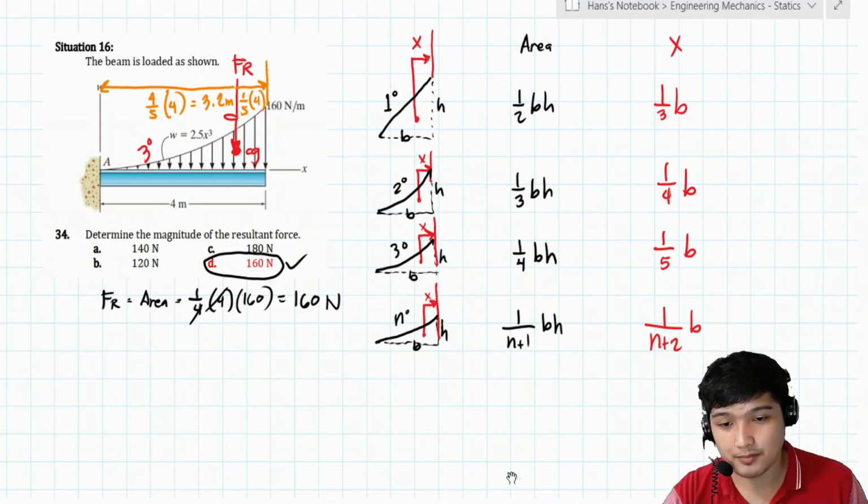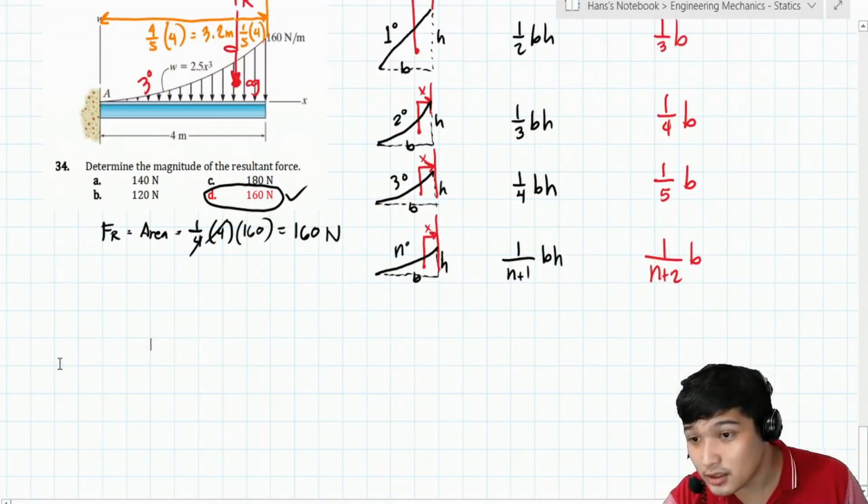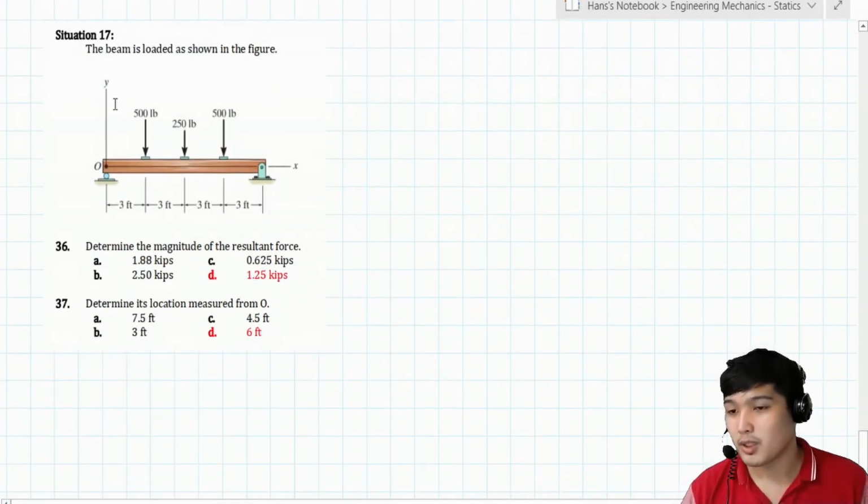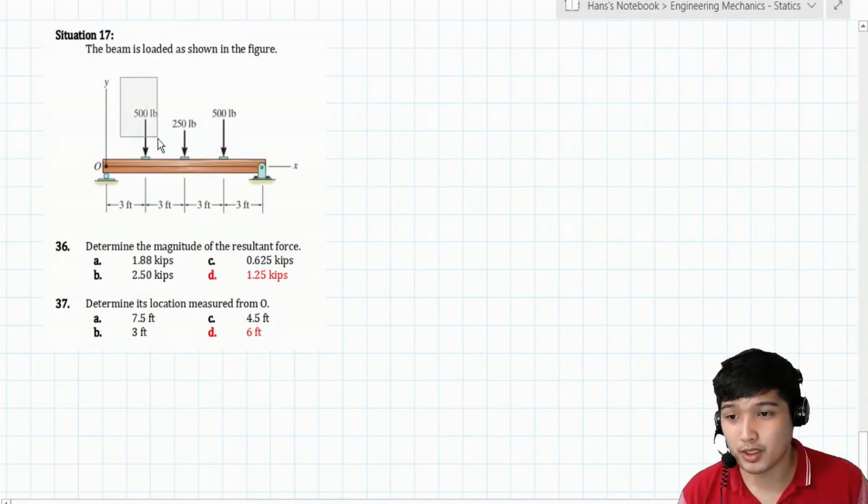So kunin ko lang. So ito actually, pwede nang ikaw na lang magsagot nito eh. Pero sige. Sagutan na rin natin class. Sayang naman. Ayan, situation 17. The beam is loaded as shown in the figure. So we have three forces F1, F2, F3. Determine the magnitude. Determine its location from O.